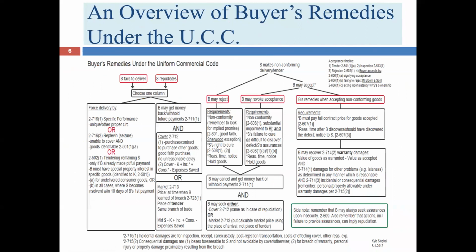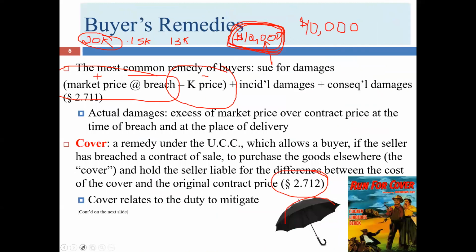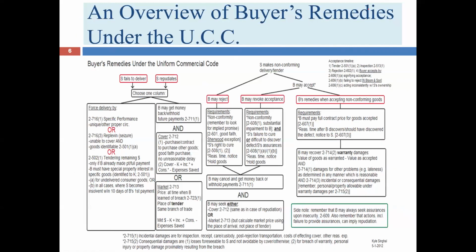I'm not going to go through this. This is a very detailed examination of the buyer's remedies. I'm only really expecting you to know these buyer's remedies. So this is kind of nice to know. If you want to do a deeper dive, feel free to do so, but I'm not going to hold you responsible for the information on this particular slide.